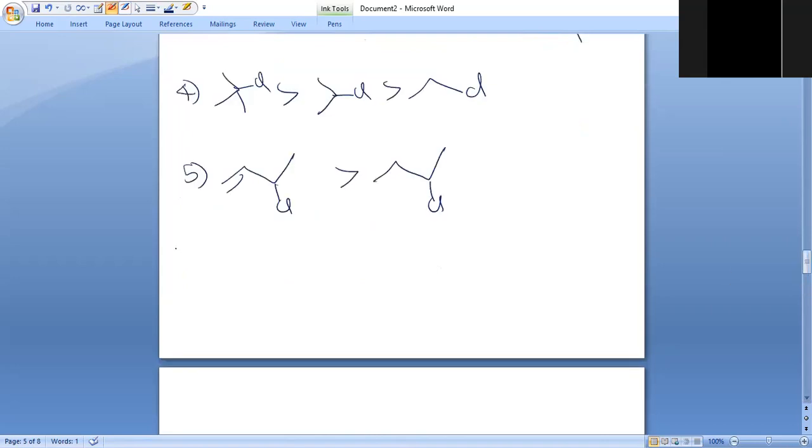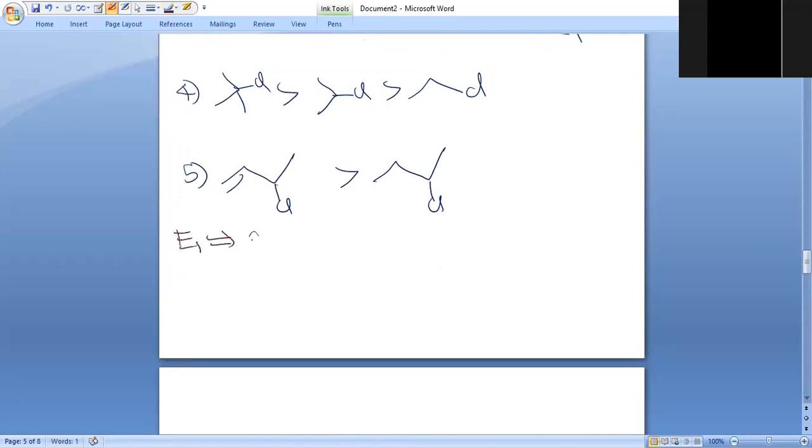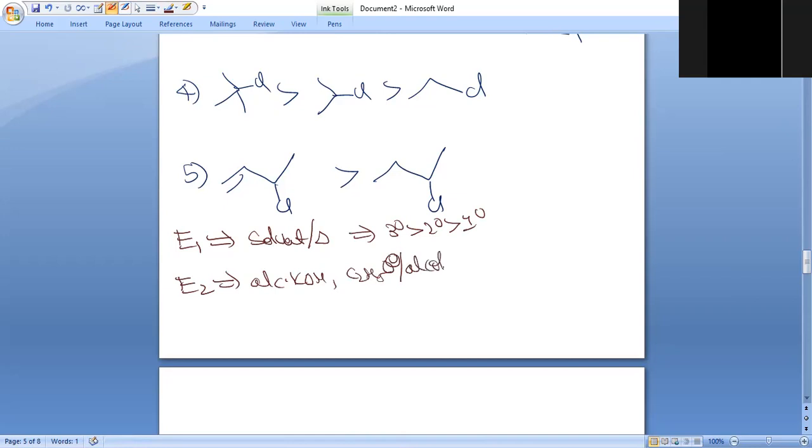What are the points? When you're taking the E1 case, we have to use the solvent and heating. Here the reactivity order is tertiary, secondary, primary. E2 case, we have to use alcoholic KOH or C2H5O minus in presence of alcohol. There will be no rearrangement, no rearrangement will take place, and it gives which product? Saytzeff product.